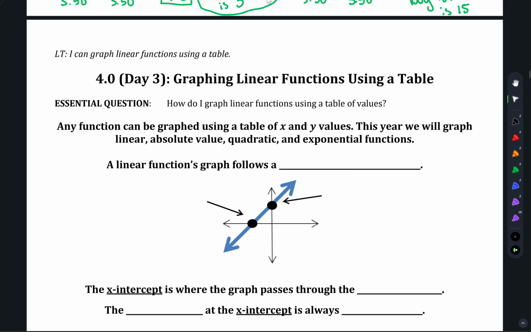Any function can be graphed using a table of x and y values. This year, we will graph linear, absolute value, quadratic, and exponential functions.